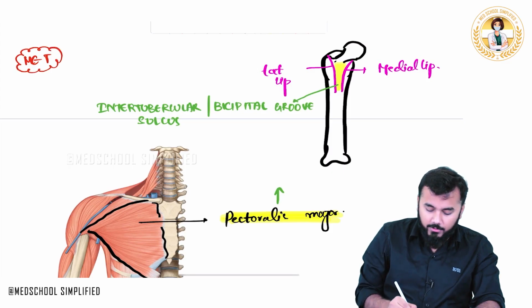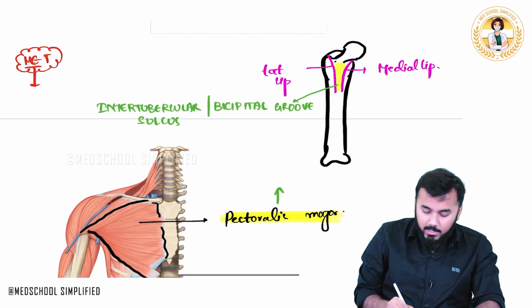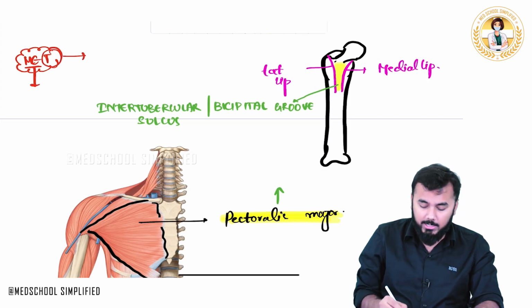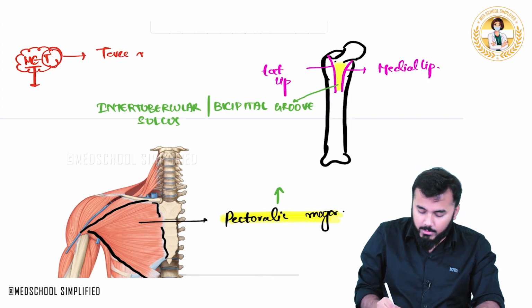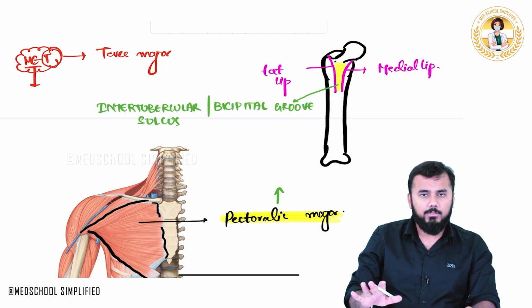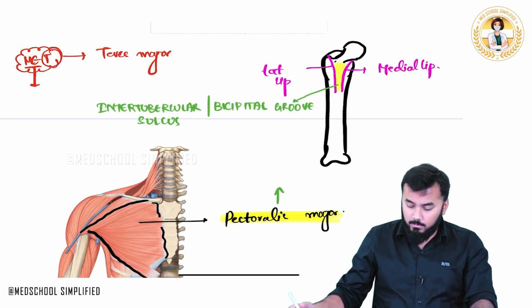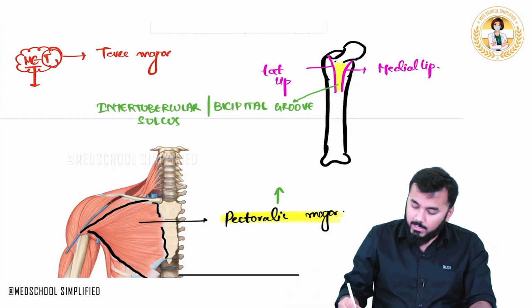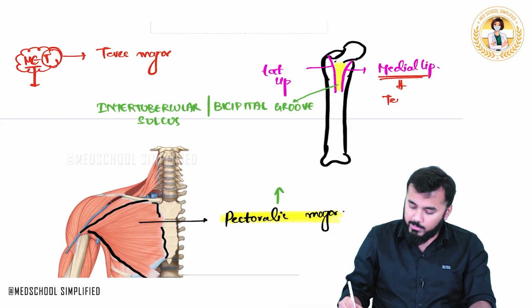Right? What does MET stand for? ME stands for medially. We have got a muscle with the name T. T stands for teres major. Teres major. These things I have talked about previously in the lecture on the humerus, right? So one thing we are clear about is that in the medial lip we have got teres major, which is getting inserted here.